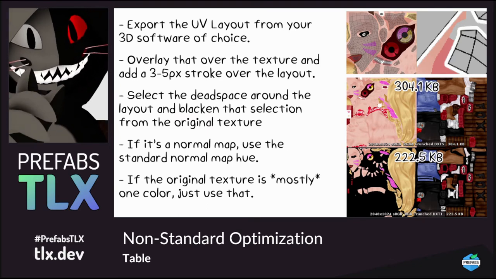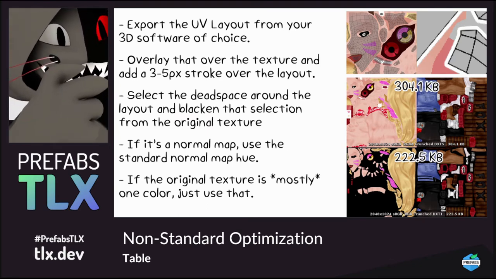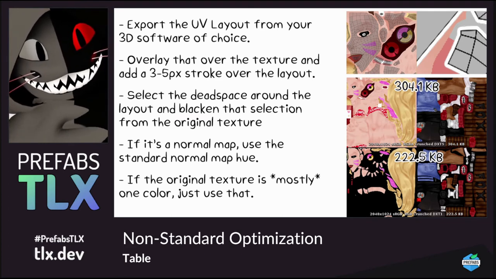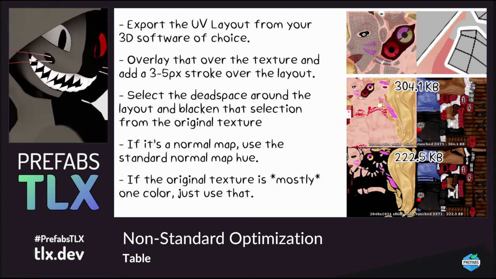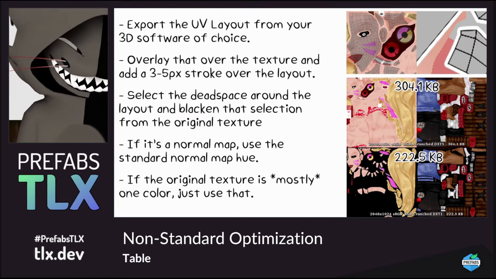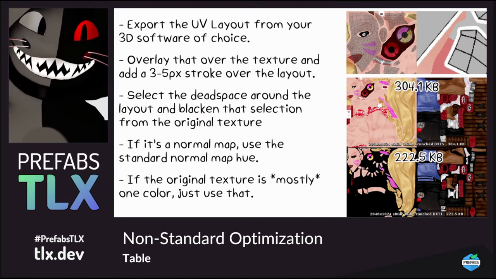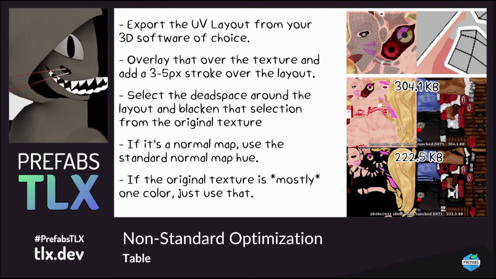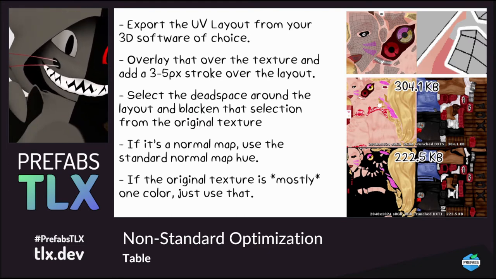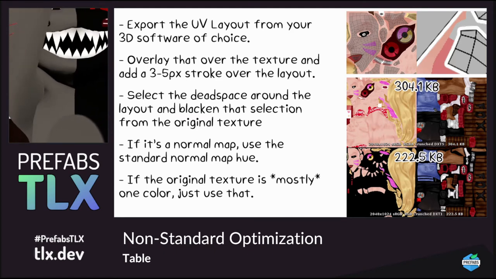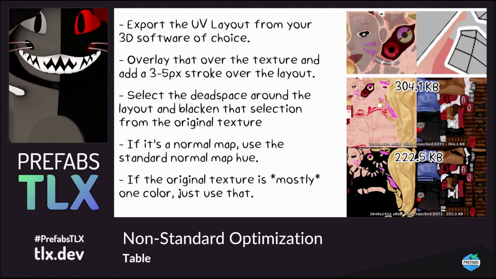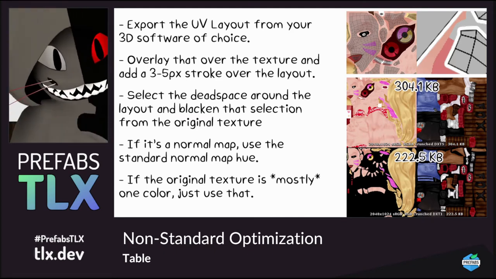If you're doing normal maps, obviously use that palish blue hue that's the baseline for normal maps. If you're doing something that's mostly one custom color, use the custom color. It's not hard, and then everything becomes more compressible. Your textures will love you. Your world will love you. This doesn't make any difference to memory at runtime, but Quest users will be like, oh, thank you so much, I really appreciate it. Bottom of my heart. Amazing.